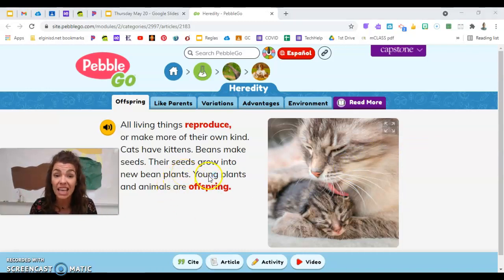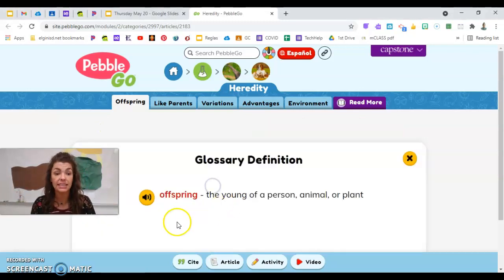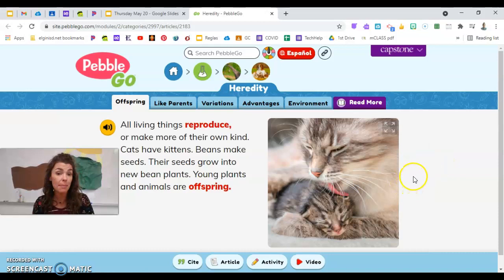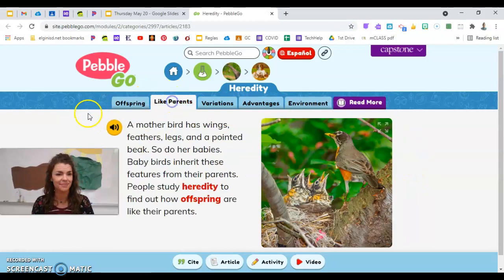Another word for the young plant or the baby animal is offspring. Say that word, please. Offspring. Offspring. The young of a person, animal, or plant. You will be drawing an offspring today. It could be a baby plant, a baby animal, or a baby human. Let's get some more ideas.